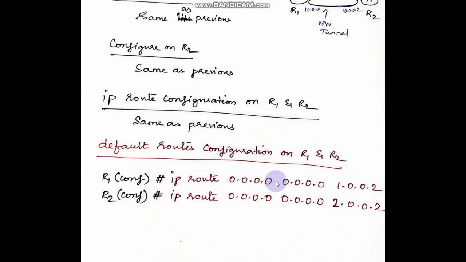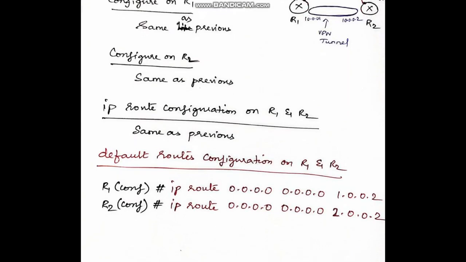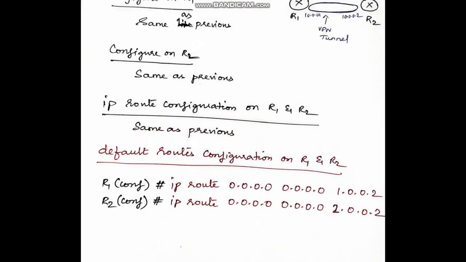Why are we giving this? Because your physical connection is R1 to R3 and R3 to R2 only. So you need to give a default route, because R1 and R3 are connected through a serial interface, and R3 and R2 are also connected through a serial interface. Physically there is no connection between R1 and R2. That's the reason why we have to assign a default route on R1 as well as R2.